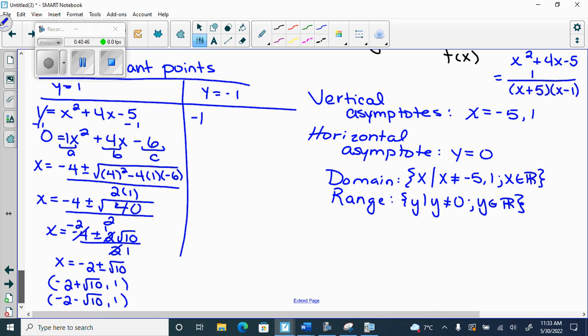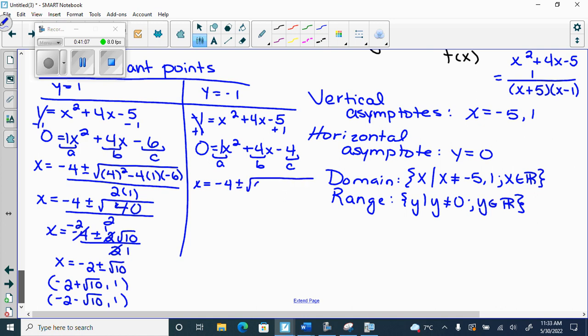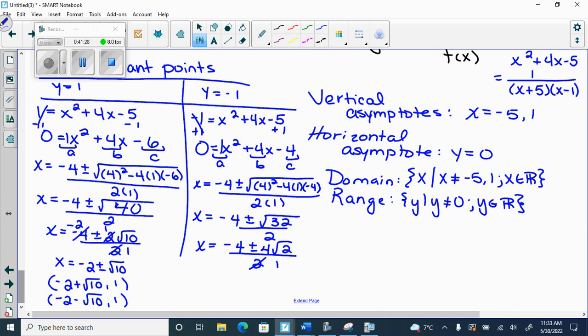Okay. So we're going to get negative 1 equals x squared plus 4x minus 5. Add 1. 0 equals x squared plus 4x minus 4, which can't factor. So that's a, b, c. Sometimes they can factor. These ones haven't been able to. So negative 4 plus or minus the square root of 4 squared minus 4 times 1 times negative 4, all over 2 times 1. X equals negative 4 plus or minus the square root of 16 plus 16, which is 32. 32 can break down into 16 and 2. So we'll get 4 root 2 over 2. Take a 2 out. So we get x equals negative 2 plus or minus 2 root 2. So our invariant points are at negative 2 plus 2 root 2 and negative 1, and negative 2 minus 2 root 2 and negative 1.